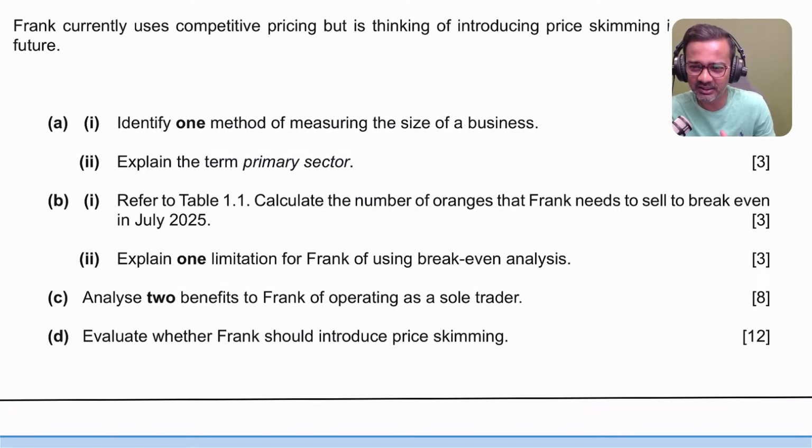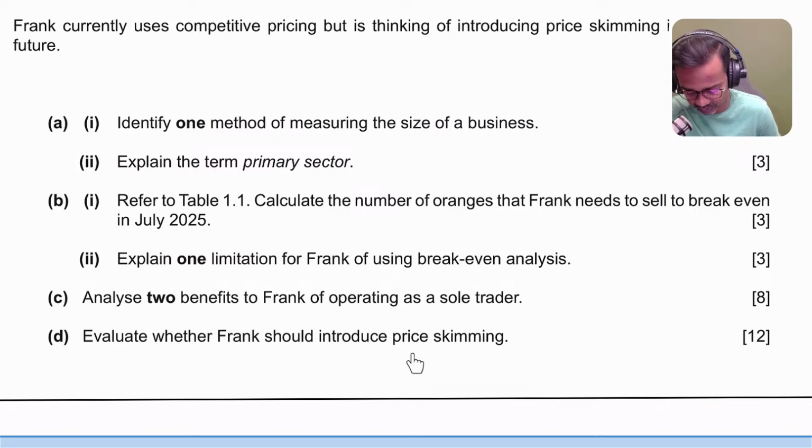But I still recommend you read the case study first and then start attempting questions, right? It helps to know what you're dealing with. Then B part one, where we will be asked to calculate a break-even number, and then part two will ask us what the limitation of using break-even is. Then benefits of operating as a sole trader, and then whether Frank should introduce price skimming.